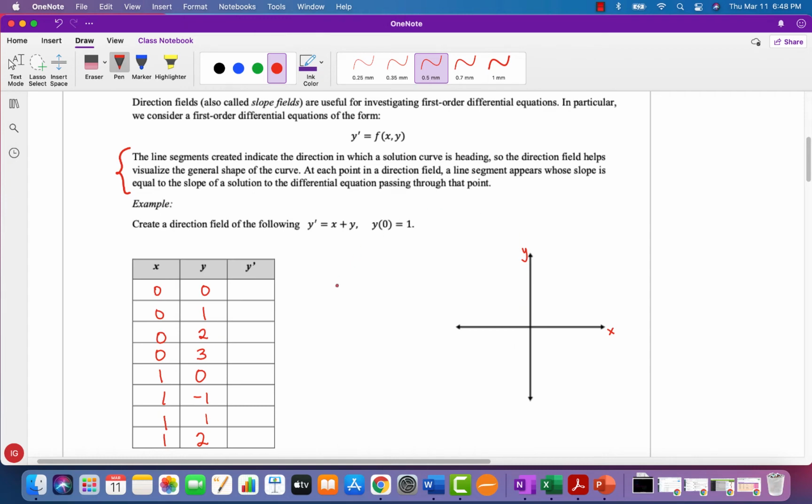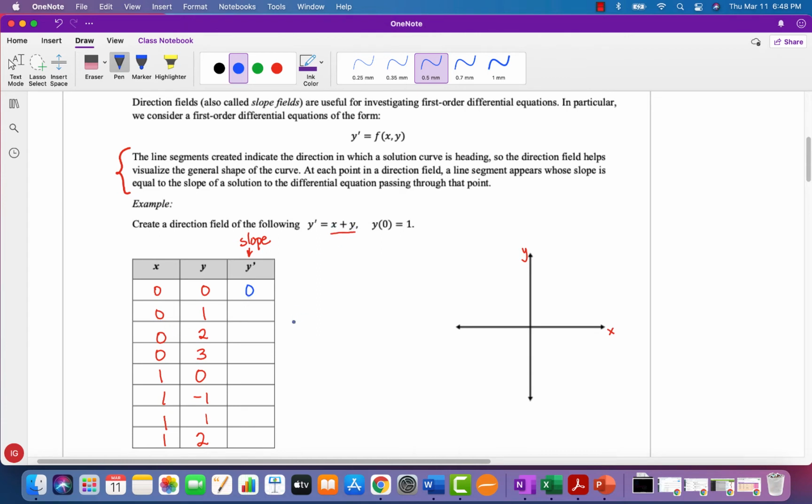Okay, so here, if we plug in our x and our y values in here, we're going to get our slope. Remember, this is your slope. Alright, so I'm going to do that. If I plug in 0 for x, 0 for y, my slope is going to be 0. Why? Because 0 plus 0 will give me 0.